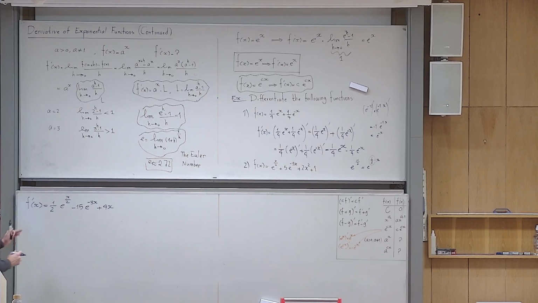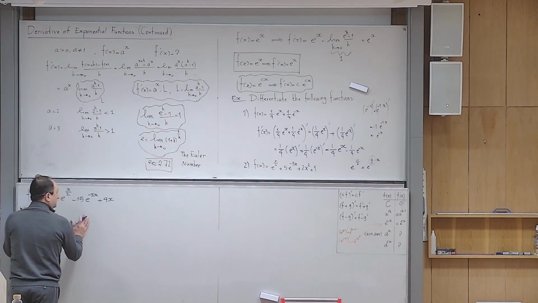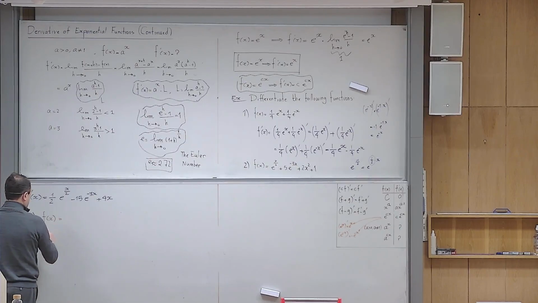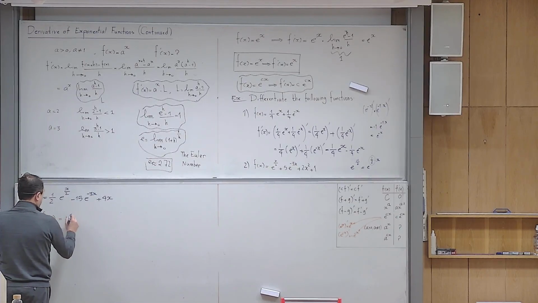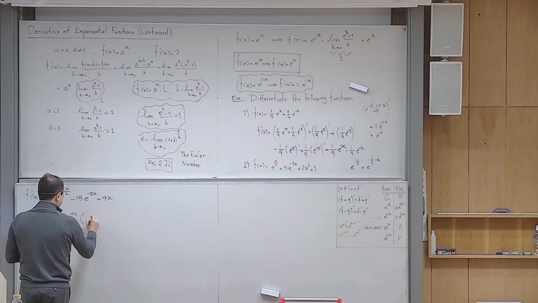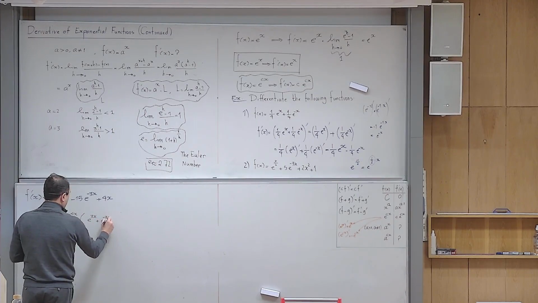One more I think is good. Let me write one more. So number 3, f of x is equal to e to the power of 4x multiplied by e to the power of 3x plus e to the power of minus 3x, totally squared.